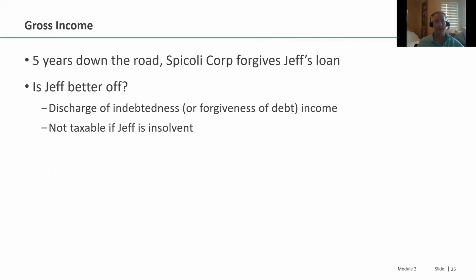And the only way that wouldn't be true is if Jeff is insolvent. So if Jeff's liabilities exceed his assets, there is a loophole that allows discharge of indebtedness not to be gross income, which is really within that ability to pay model, right? So if you're insolvent and someone forgives your debt, you really still don't have the money to pay that off, right? You certainly couldn't pay the taxes. So as a result, insolvency is a nice tax policy position on including discharge of indebtedness in your gross income.